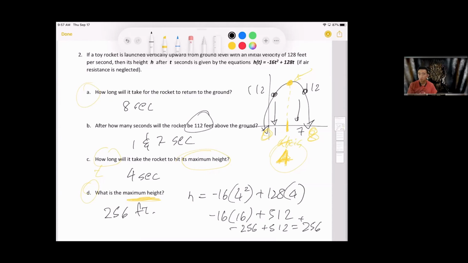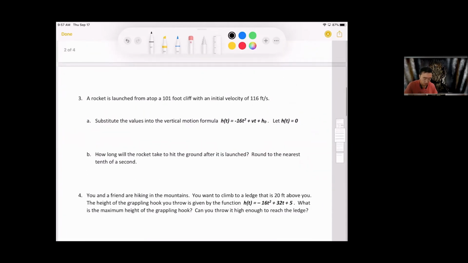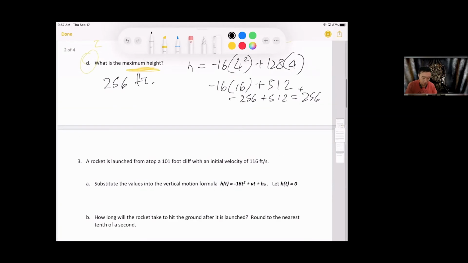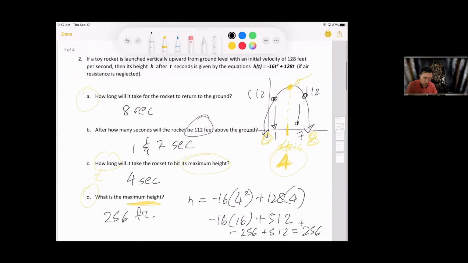Any questions? Are we good? All your problems are exactly the same. It's asking you for the same stuff, just giving you different numbers. That's all it is. Again, a rocket is launched at a top of 100 from a cliff, right? Velocity, substitute the values. That's all it is. Sometimes they'll say, hey, what was the height?